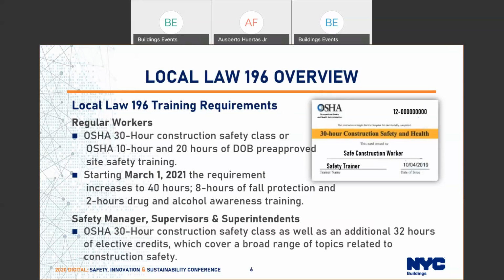This is a combination of 30 hours of OSHA training and an 8-hour fall protection and a 2-hour drug and alcohol awareness training. Another way to meet these requirements is by taking the 10-hour OSHA training, along with the following DOB-approved safety trainings, which consist of 8-hour fall protection, 8-hour Chapter 33, 4 hours of supported scaffold, 2 hours of drug and alcohol awareness training, 4 hours of general electives, and 4 hours of specialized electives.